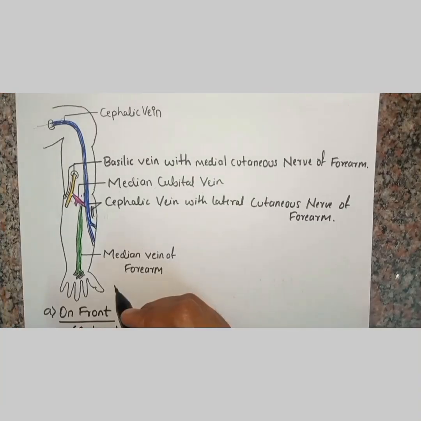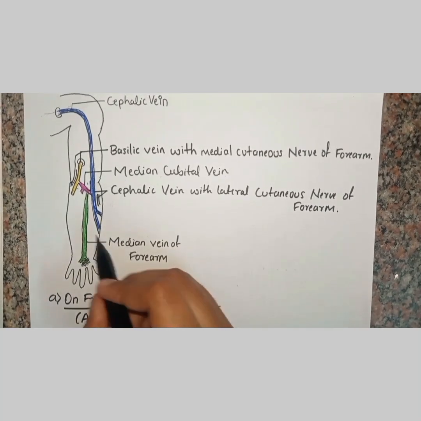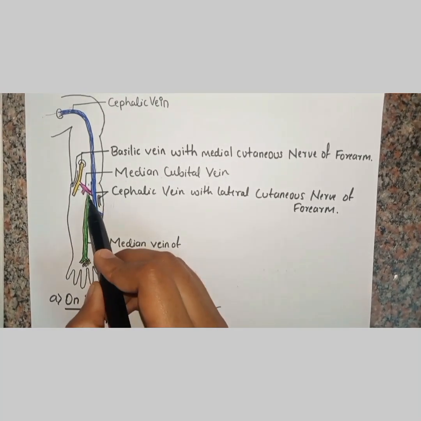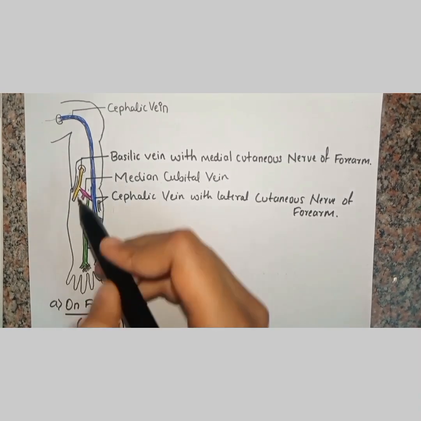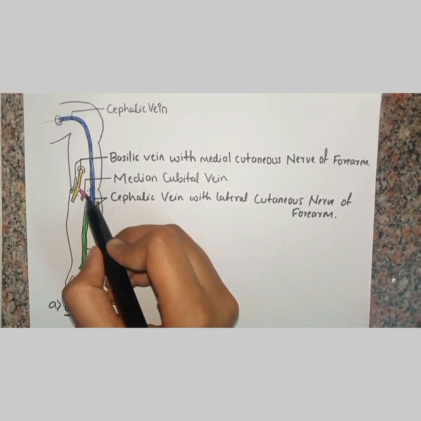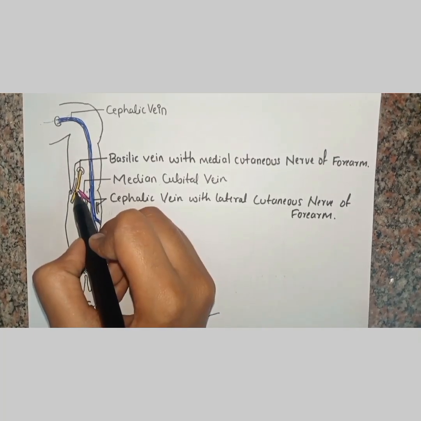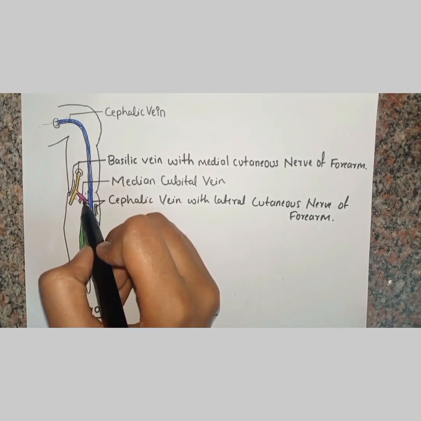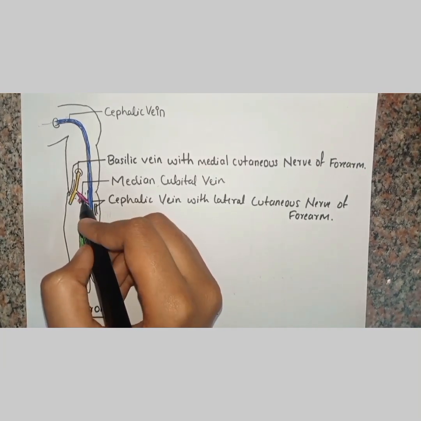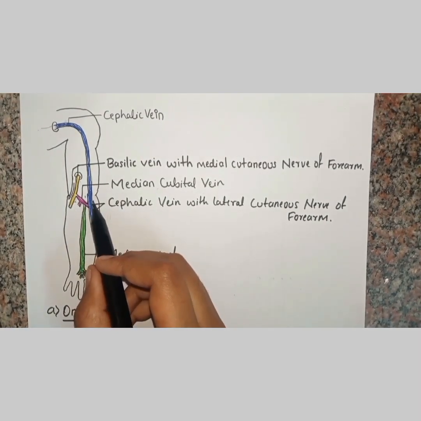Now let's see here. Anteriorly we can see that it begins from the cephalic vein 2.5 cm below the bend of the elbow, runs obliquely upward and medially, and ends in the basilic vein 2.5 cm above the medial epicondyle. It is separated from the brachial artery by the bicipital aponeurosis.